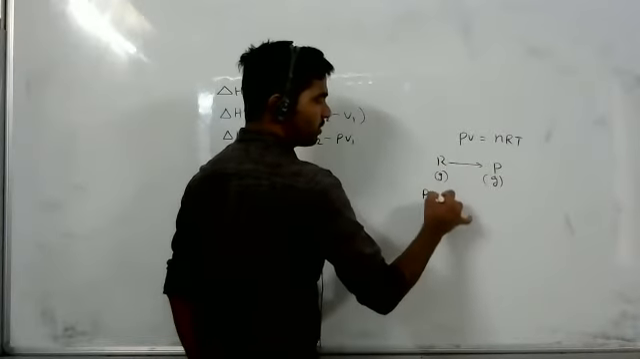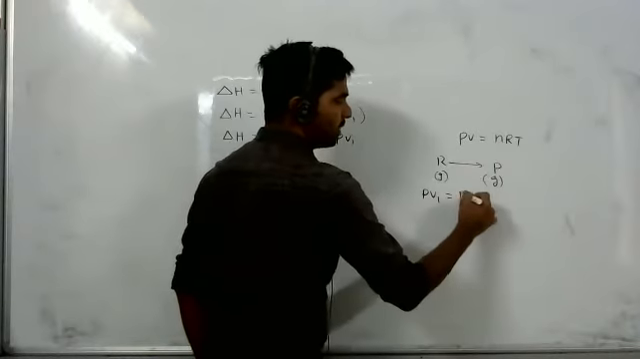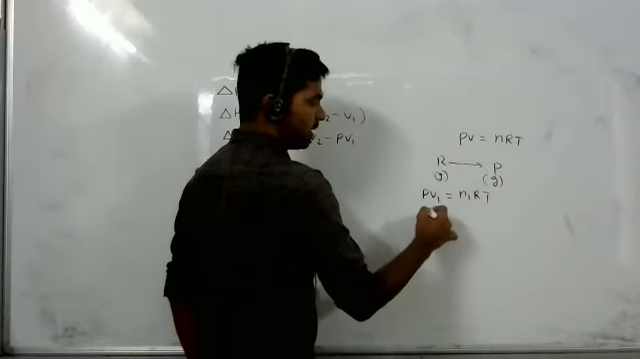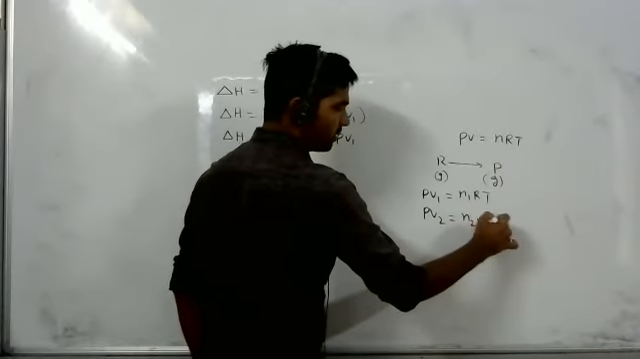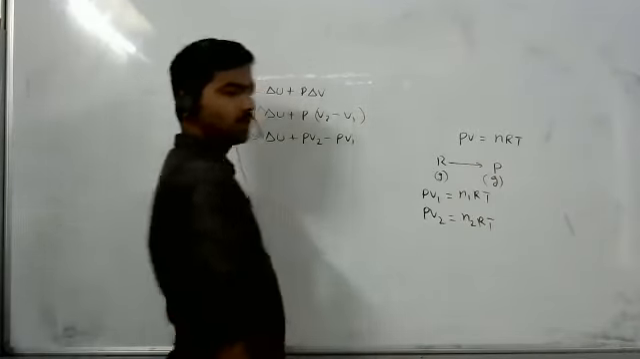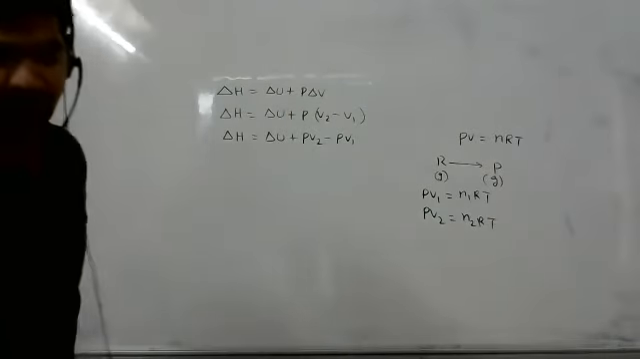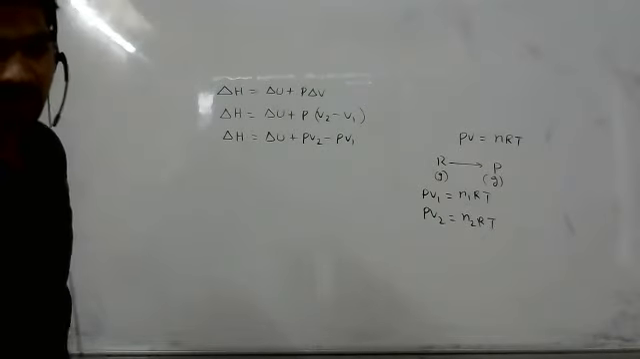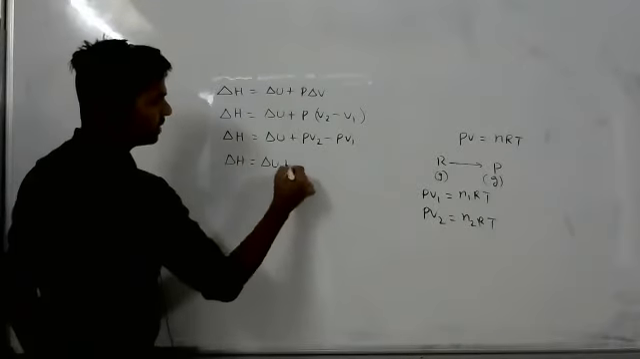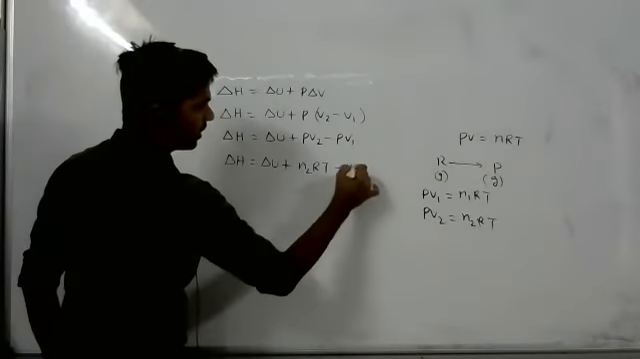Now PV1 is equal to N1 RT, where V1 is the initial volume or volume of reactant, and N1 is the number of moles of reactant. Again, PV2 is equal to N2 RT. V2 is the volume of product, and N2 is the number of moles of gaseous product. This value is substituting here. Delta H is equal to delta U plus, instead of PV2, N2 RT, instead of PV1, N1 RT.